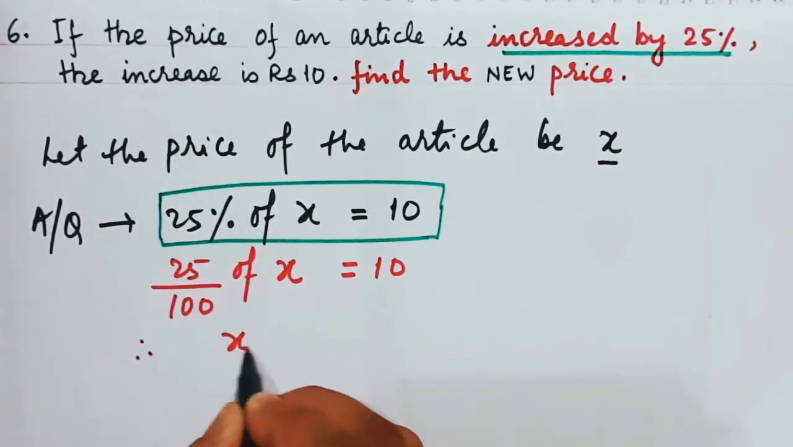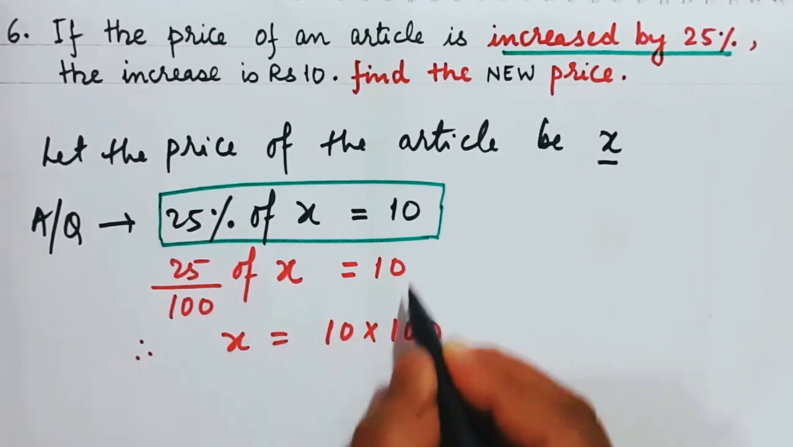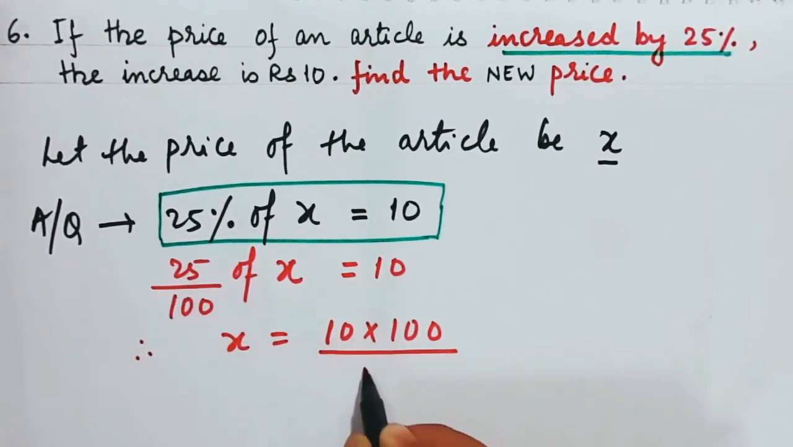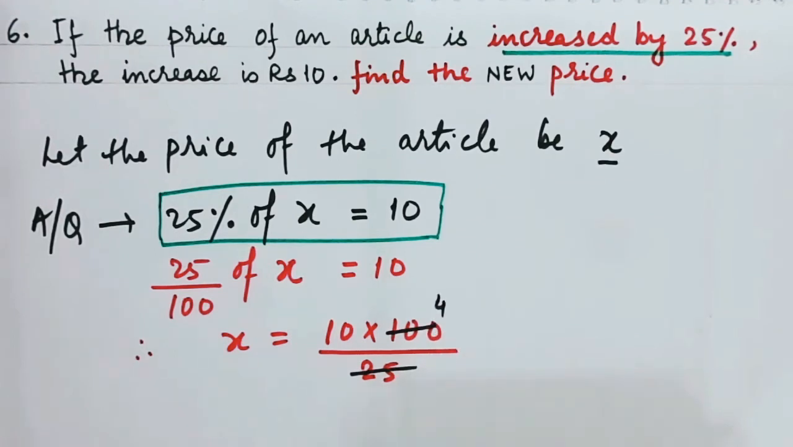Therefore, x is equal to 10 multiplied by 100. This will go up while this 25 will come down. 25 how many times? 25 4 times. Clear? 25 4 times. So x is equal to how much? X is equal to 40. X is equal to 40.